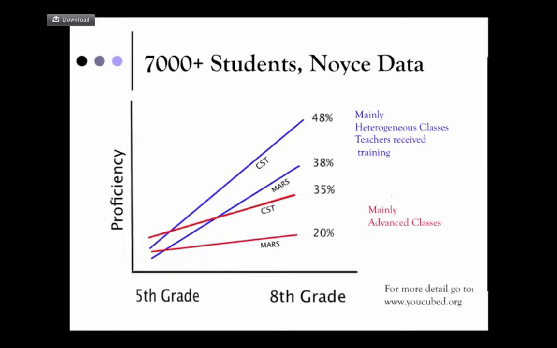They were lower, with only 20% of them doing well on MARS tasks, or reaching proficiency, which assess conceptual understanding, and only 35% on the CST tests, which are the standard state tests. Whereas the students who were in the heterogeneous classes, learning more conceptually, had higher pass rates both on the CSTs and on the MARS assessments. So my final point is this: mathematics classrooms should encourage more depth and less speed.